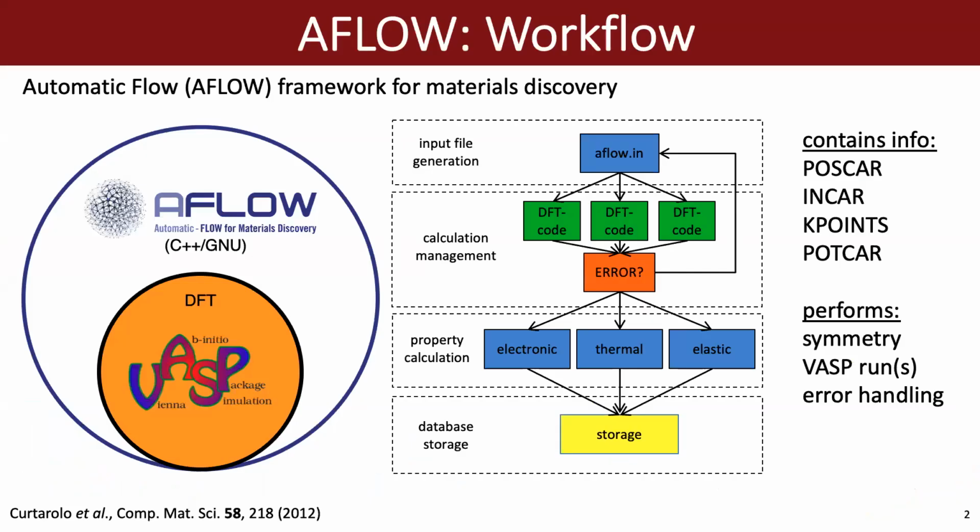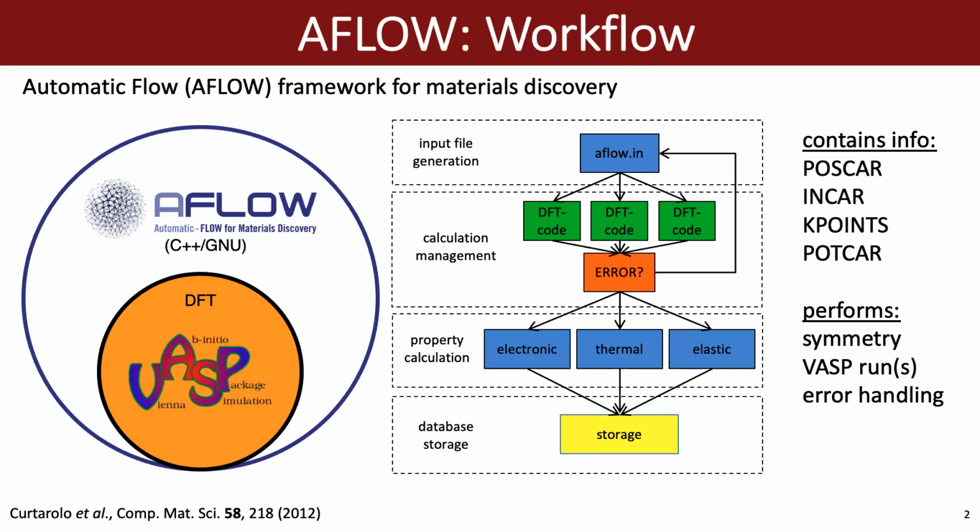Cormac already went over this slide briefly. This is the overall workflow of AFLOW. AFLOW is a C++ GNU code that interfaces with a DFT code, and in particular, we've been working with VASP. We start typically with an input file known as the aflow.in. It contains all of the information that we need to run a VASP calculation: the POSCAR, the INCAR, the KPOINTS, and the POTCAR. So instead of 4 input files, we're just dealing with 1, and AFLOW will generate these files automatically.